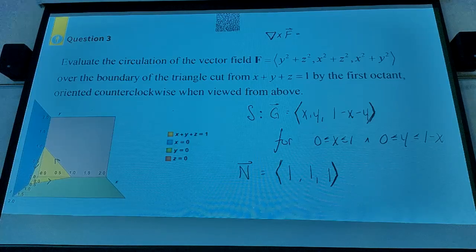Let's also find the curl. Partial y, which is 2y, minus partial z. Partial z of the x minus partial x of the z, and then partial x minus partial y.